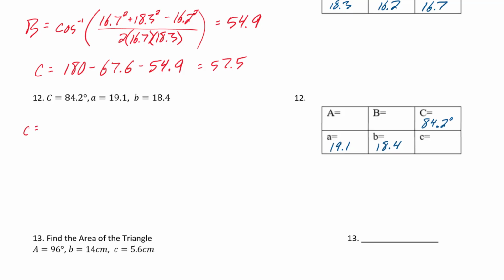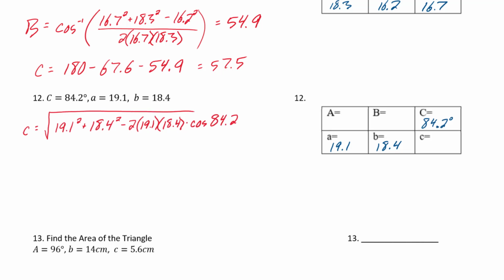So this would be c squared normally equals all of this stuff, but since it's a power of 2, I may as well just take a square root to cancel that power. So now c equals, and then it's the other 2 sides that I know, so 19.1 squared added with 18.4 squared minus twice their product, so twice 19.1 times 18.4, but also times the cosine of the angle that we're referencing, in this case the 84.2, to be able to allow us to solve for that side C.